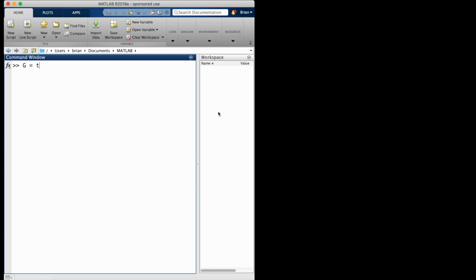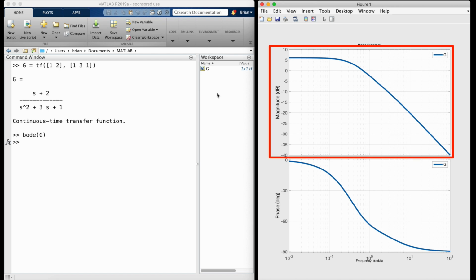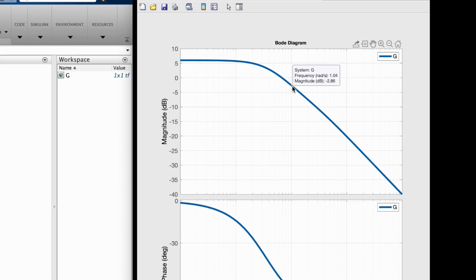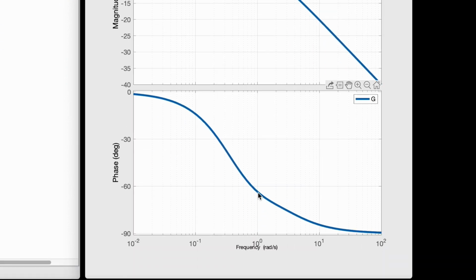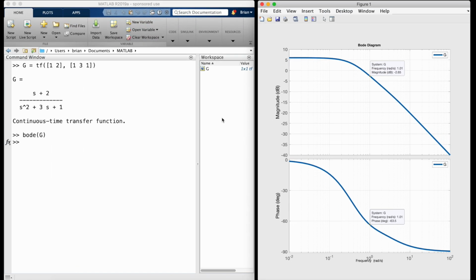We can graph the frequency response of a transfer function with a Bode plot. For example, the Bode plot for (s + 2)/(s^2 + 3s + 1) looks like this. The top graph shows how the magnitude of the input signal is altered for each frequency in the spectrum, and the bottom graph shows how the phase is shifted for each frequency. And from this, we can see that if we input a 1 radian per second sine wave into this system, the output signal would have a magnitude around 2.6 decibels lower, and the signal would be shifted by about negative 64 degrees. Or, in other words, the input signal would be delayed by about a sixth of a cycle, and the amplitude would be a little bit lower.